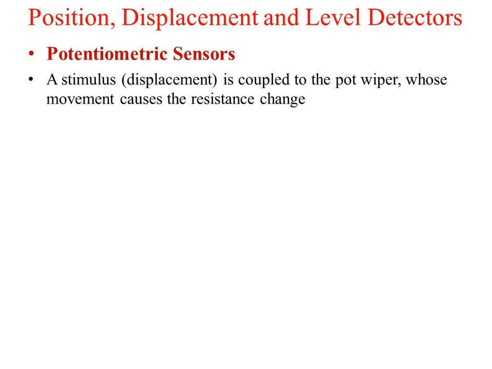Now the stimulus, that is a displacement, is coupled with a pot wiper. We will see how the displacement takes place and how it is measured. You will understand with the help of a diagram. Actually the displacement is given to the moving part, that is called a wiper, the moving part of the potentiometer. So that displacement is given.